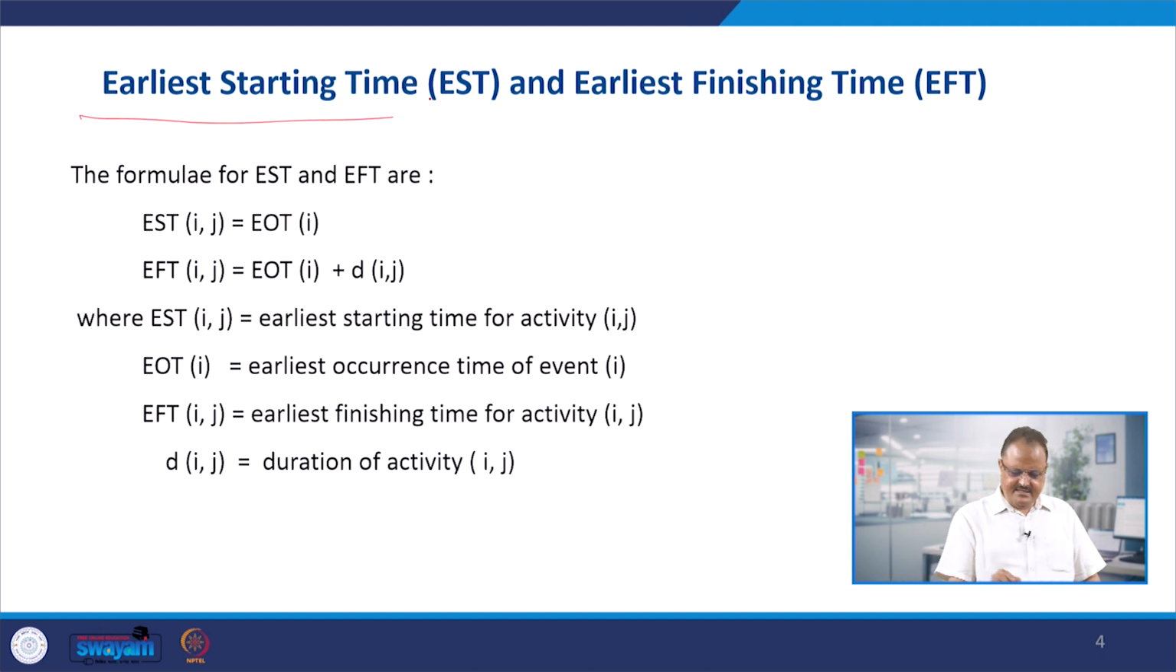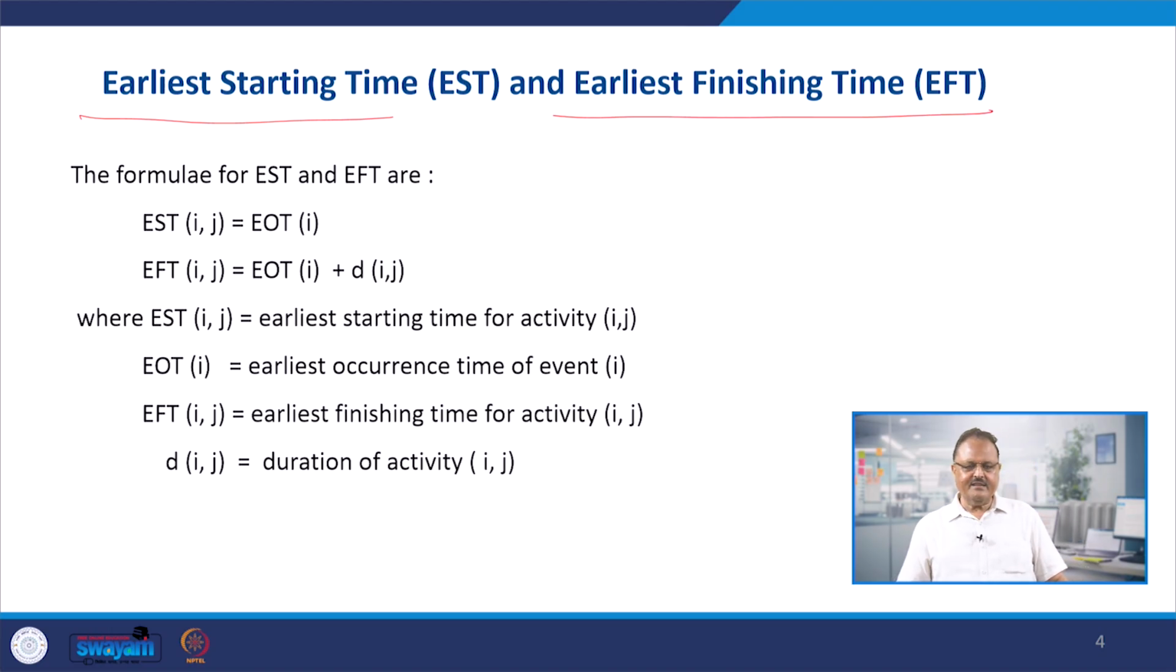So why am I discussing all this? Because these time estimates are very important for developing the total network structure and finally finding out how many activities and events there are, and how much time is going to be taken. That will depend upon the earliest and the latest times. And then finally, we will be able to find out how much is the correct time estimate and how the critical path can be developed. So, earliest starting time EST and earliest finishing time EFT for developing this.